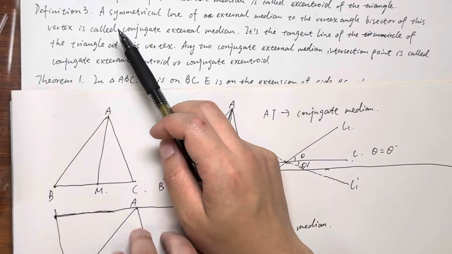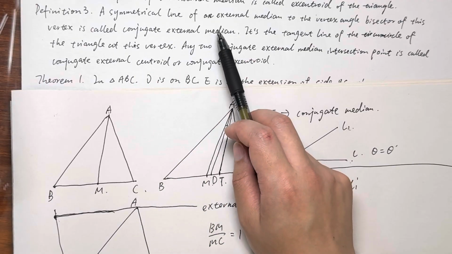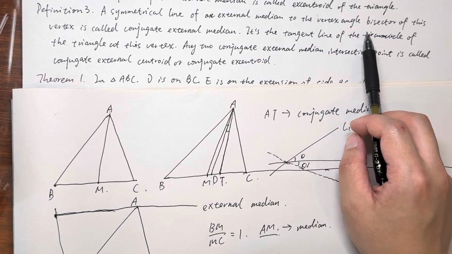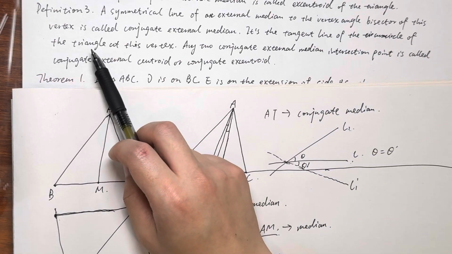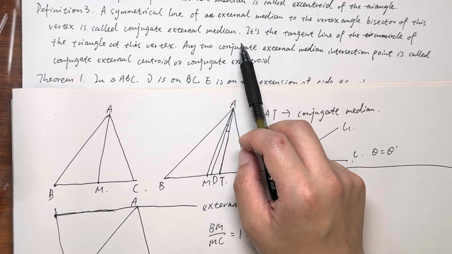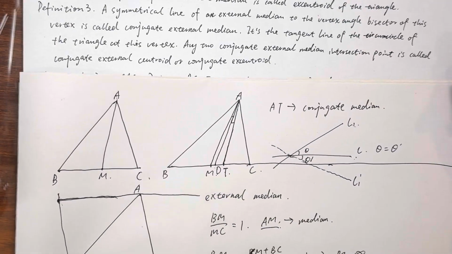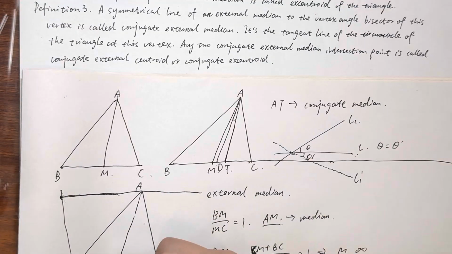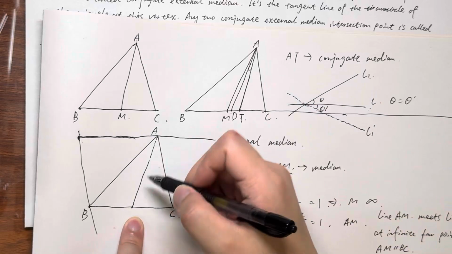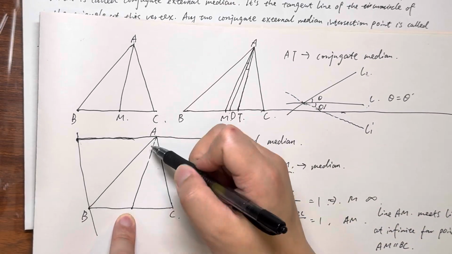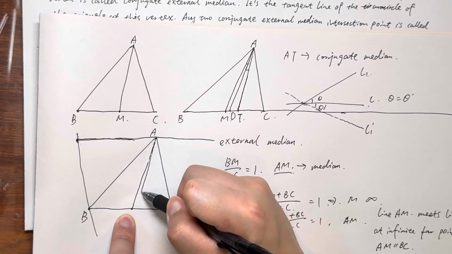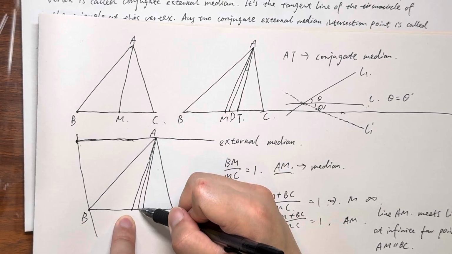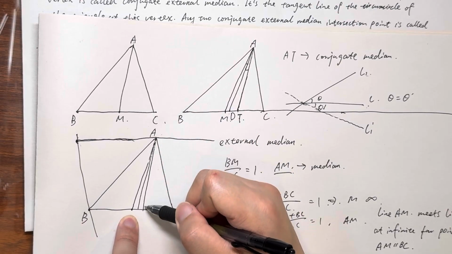Definition 3 is saying that the symmetrical line of an external median with respect to the angle bisector of this vertex is called the conjugate external median, right? It's easier to understand when you understand the conjugate median. Basically, for the conjugate median, we find the median first, we find the angle bisector, and we just find the symmetrical line of the median about the angle bisector line. We get the conjugate median.